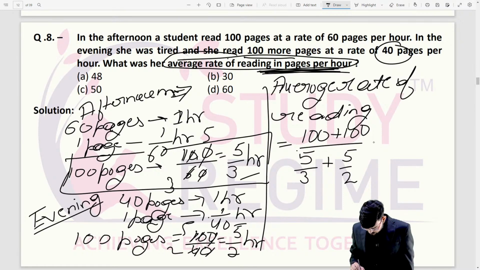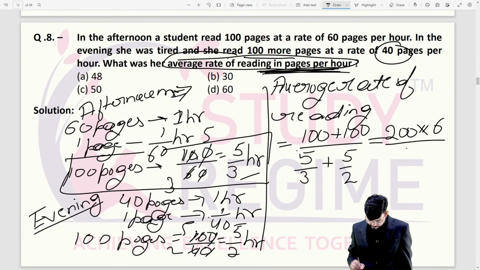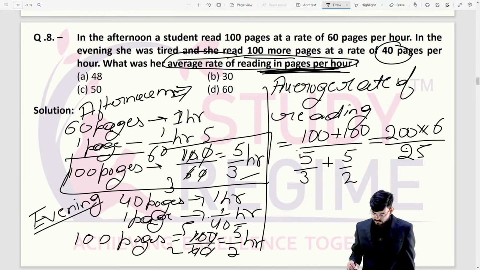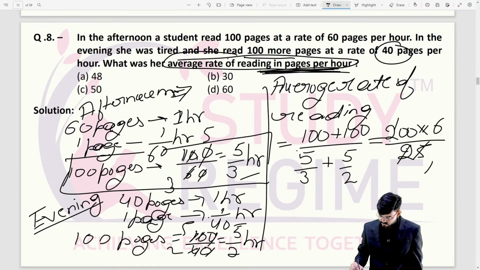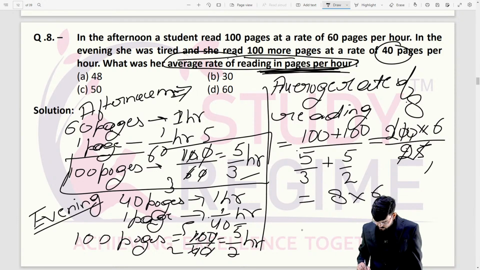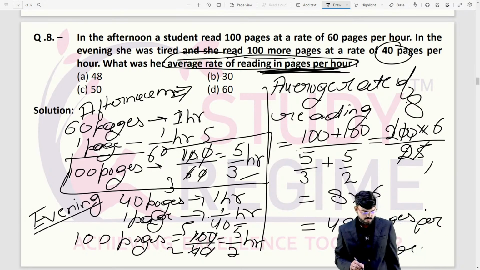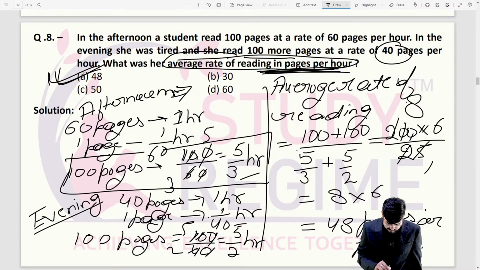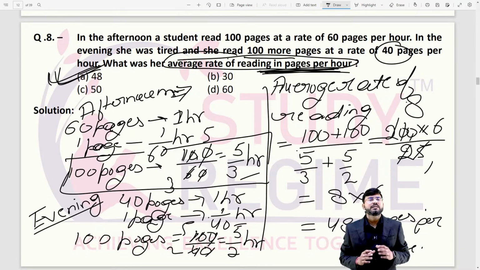So we'll just simplify it. In the numerator it will become 200, and you will take the LCM of 3 and 2, you will get 6. Now you multiply 2 times, you will get 10 plus 15, you will get 25. Now I can cancel it out, 25 goes 8 times. Therefore 8 into 6 is equal to 48 pages per hour. So your answer will become 48 pages per hour. Clear? I will summarize it once more.